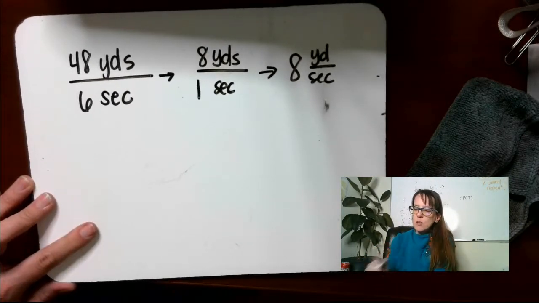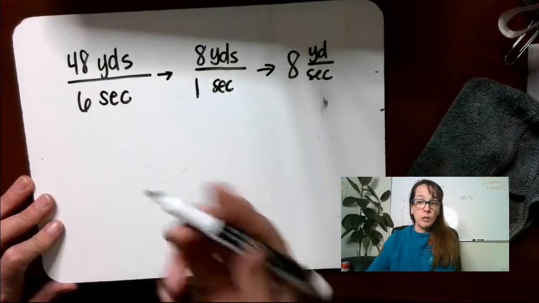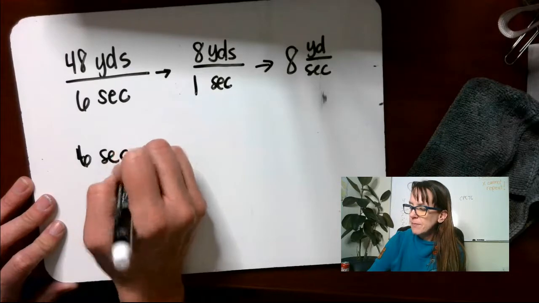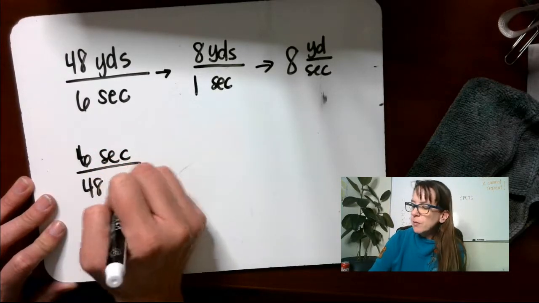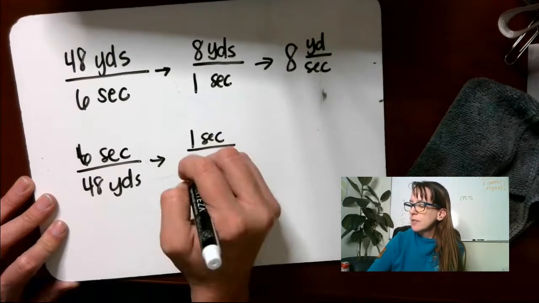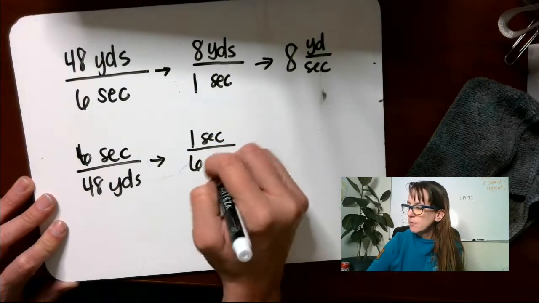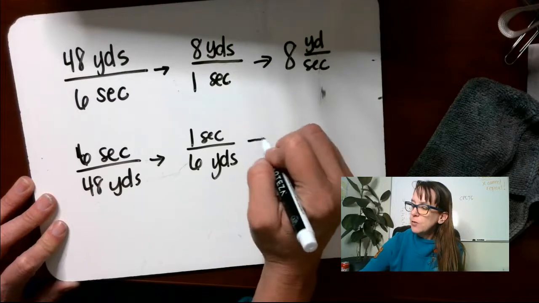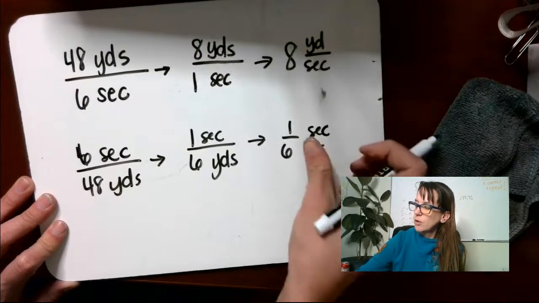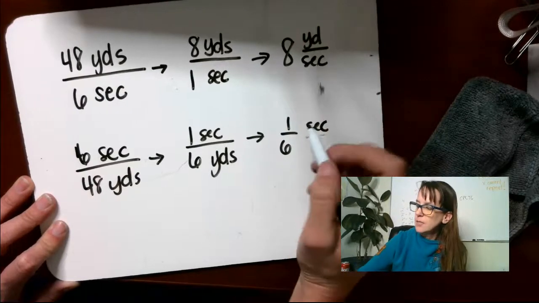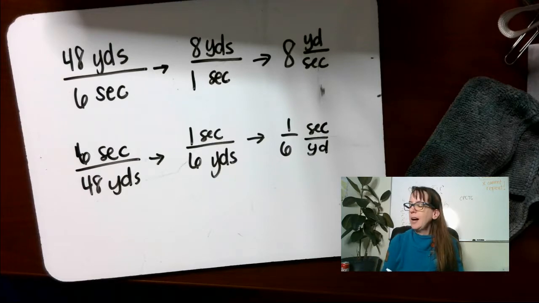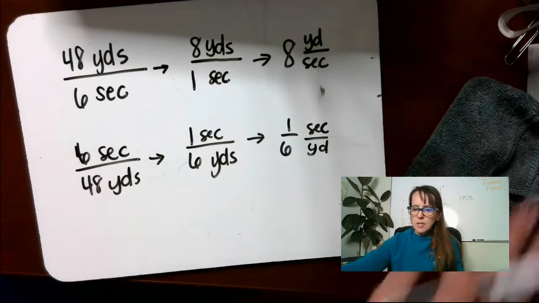All right, then the next question asks us, what about seconds per yards? The way that that would work is 6 seconds over 48 yards. We're going to reduce just the same way, but this time it's going to say 1 second per 6 yards. And so you'd write that as 1/6 second per yard, or you could write it even just seconds per yard. Okay, so any questions on those, let me know.